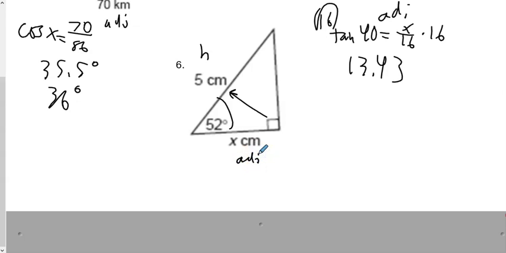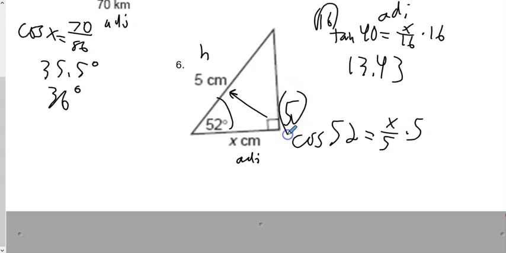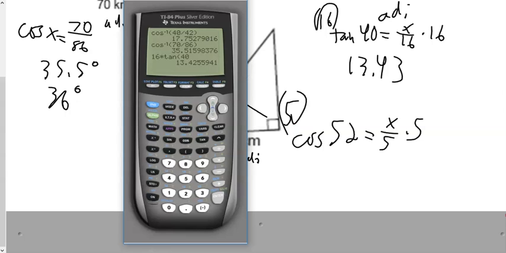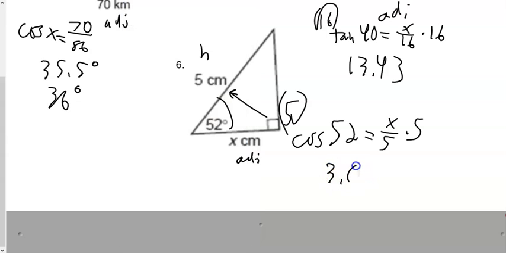So A and H is cosine of 52 degrees equals adjacent over hypotenuse. X is on the top, so we just multiply by 5. And we type in our calculator, 5 times cosine 52 degrees. And we're going to get 3.08, which makes sense because it's less than our hypotenuse of 5.